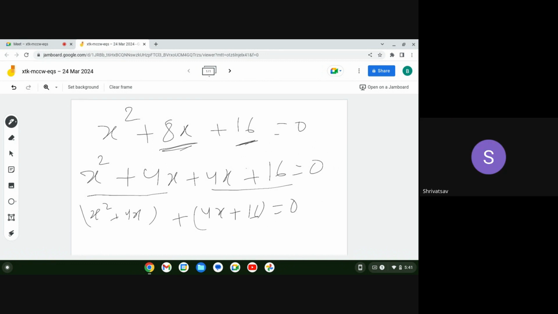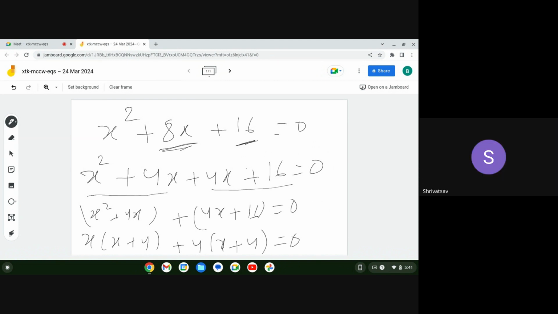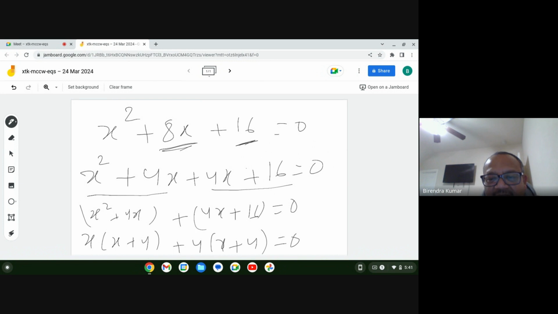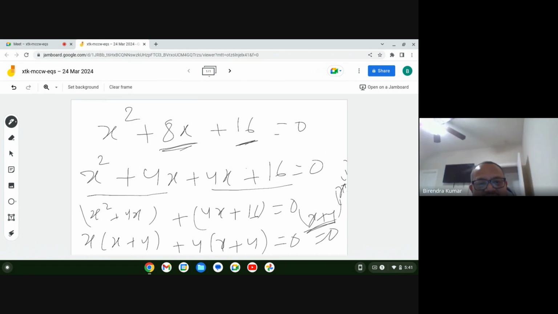Here you will take x common. This becomes x plus 4. Here also, you will take 4 common. It becomes x plus 4. So now you have x plus 4 into x plus 4 equals 0. That means x plus 4 equals 0. So x gives you minus 4.